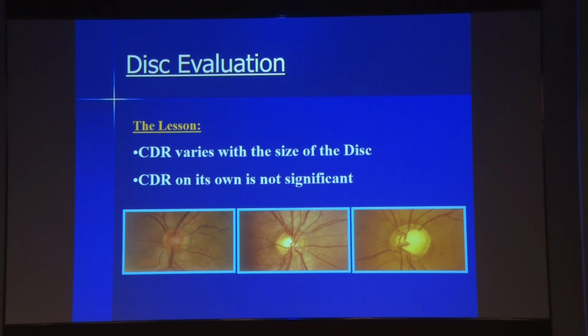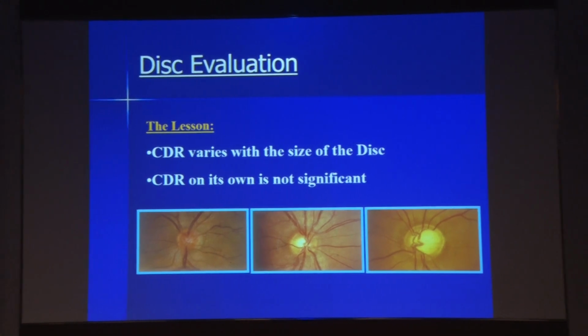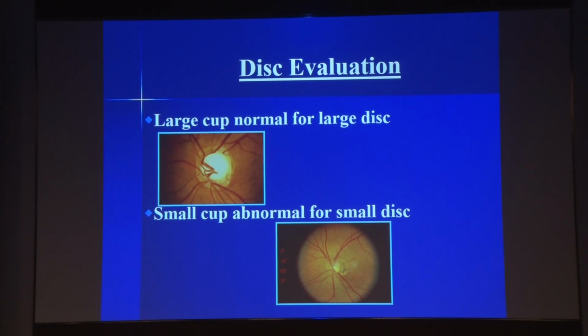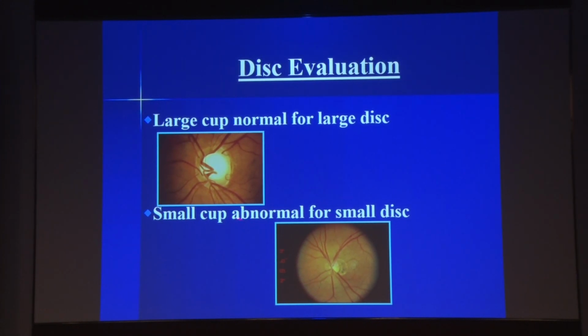That the cup disc ratio varies with the size of the disc. These are all normal discs. This is a small disc, this is a medium-sized disc, and this is a large disc. So cup disc ratio on its own is not significant. A large cup can be normal for a large disc, whereas a small cup can be abnormal for a small disc.